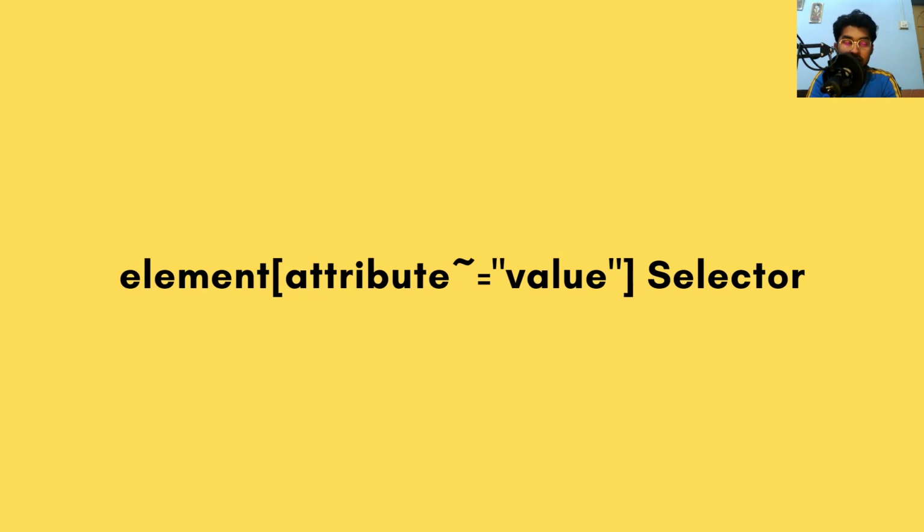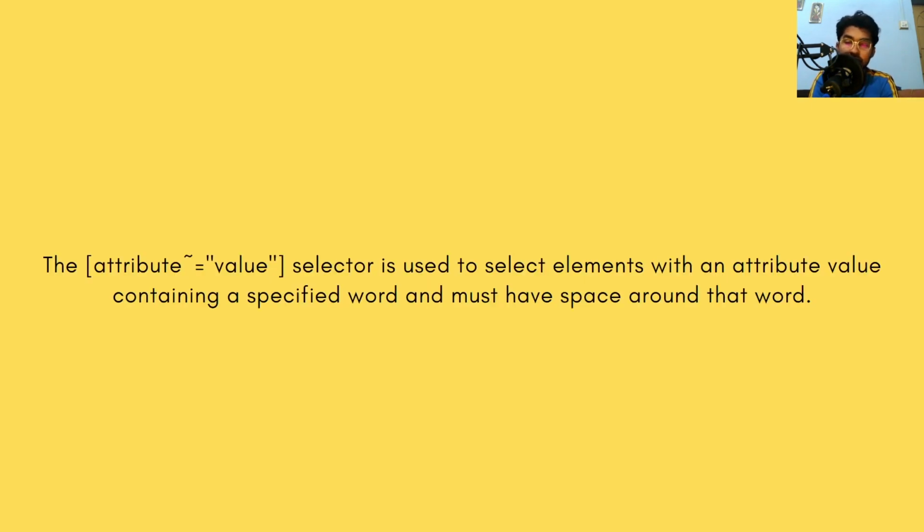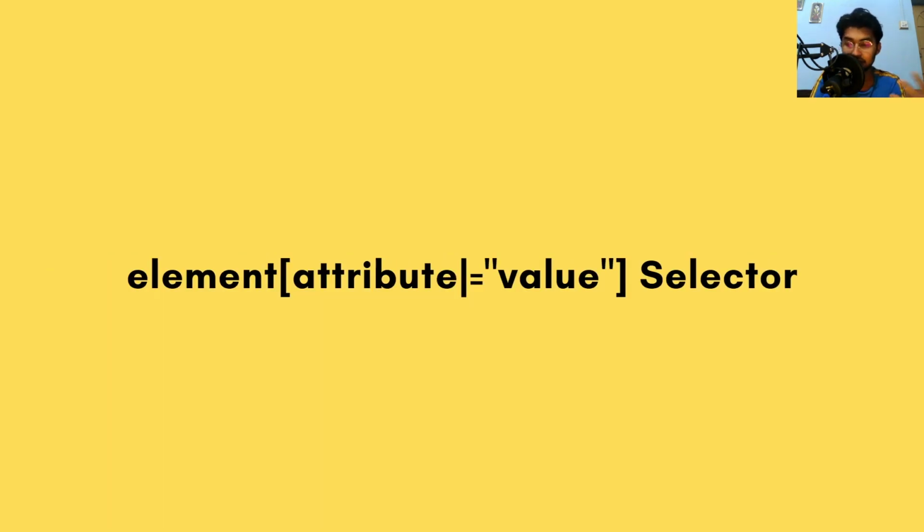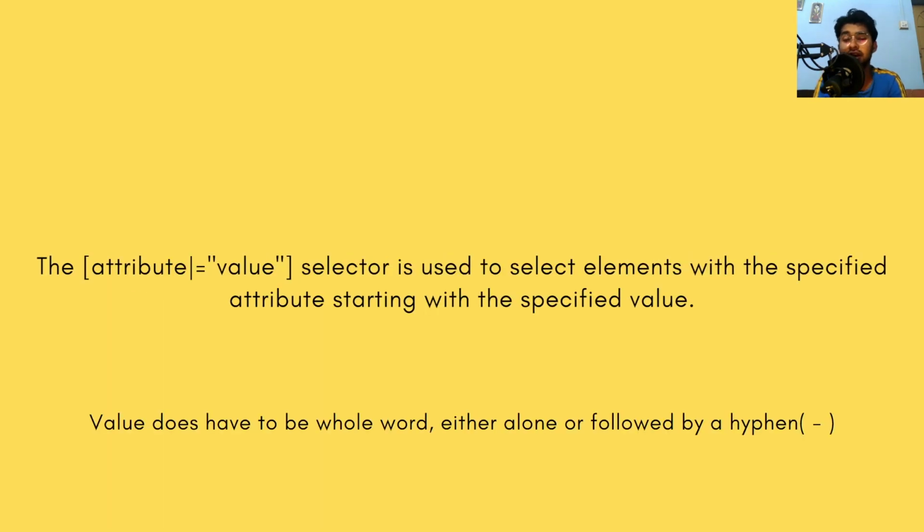So what does it mean? In this type of attribute selector, it will select the elements with the attribute value containing the specified word, which must have a space around that word. And the last one is this attribute selector. This type is used to select the elements with a specified attribute starting with the specified value. The value has to be the whole word, either alone or followed by a hyphen. I have just described the 4 different attribute selectors. Now we're going to learn about these practically in the code.